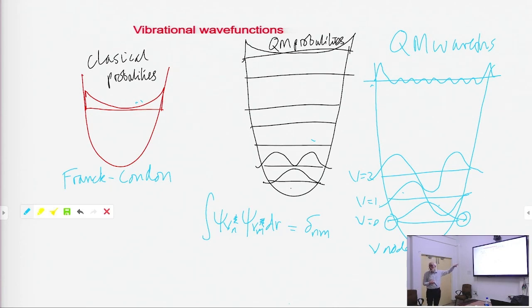I'll go through it tomorrow, but you need to understand these wave functions to have any chance of understanding the Frank-Condon approximation. Because basically it goes on overlap between wave functions between different electronic states.